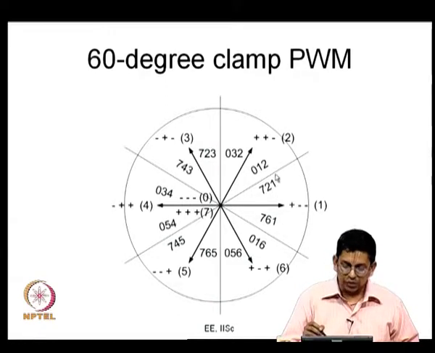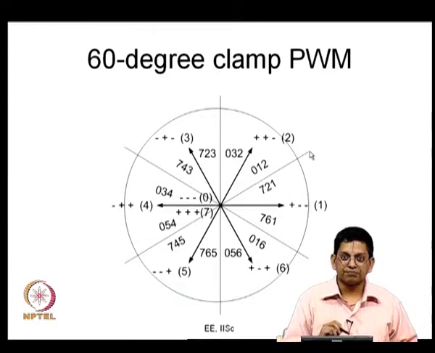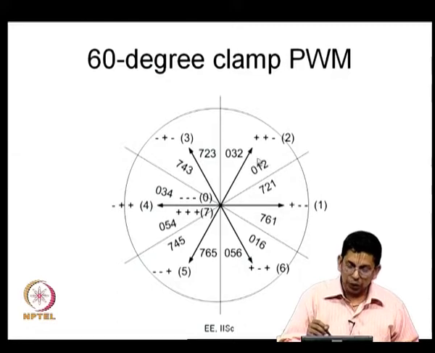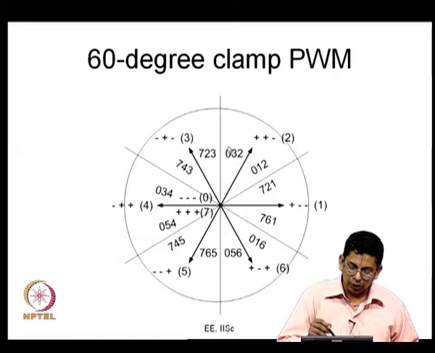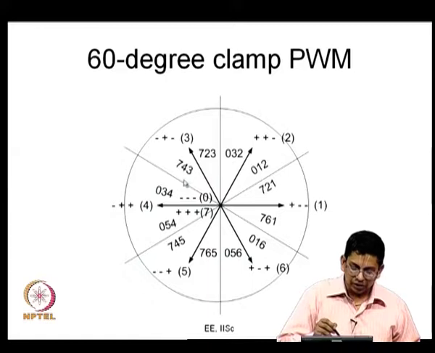So, I use 0 state 7. I change the 0 state from 7 to 0 at the middle of sector 1. This is at 30 degree line. Right. Then I start using 0, 1, 2, 2, 1, 0. I move to sector 2, but I still continue to use the same 0 state 0. So, I use 0, 3, 2, 2, 3, 0 would be the switching sequences I will use now. At the middle of sector 2, I change from 0 to 7. So, again at the middle of sector 3, I change from 7 to 0.